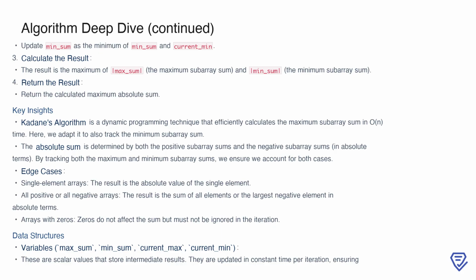Some critical edge cases include single-element arrays, where the result is simply the absolute value of that element, and arrays that contain all positive or all negative numbers, where the solution corresponds to either the sum of all elements or the largest negative element in absolute terms. Arrays with zeros also require attention, as zeros do not affect the sum but must still be processed during iteration. The algorithm achieves all of this while maintaining a space complexity of O(1), as it only uses scalar variables to store intermediate results.